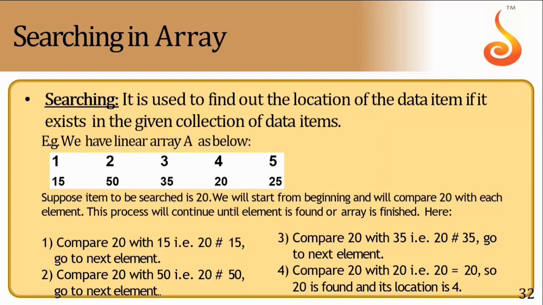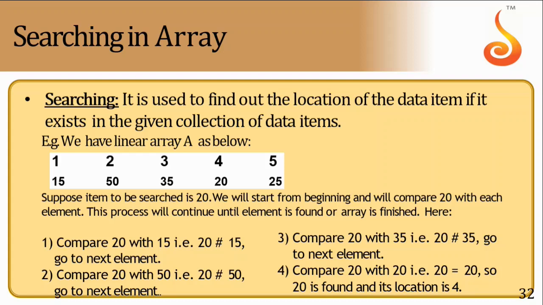For example, in the same list, if I am searching for element 0, what happens? I will check 0 with 15. That is the search element. It is not the same. Then with 50, again when we compare, it does not match. Then 35, 20 and 25. Every time it doesn't match, so the element is not found in the list. Correct? This is linear search.